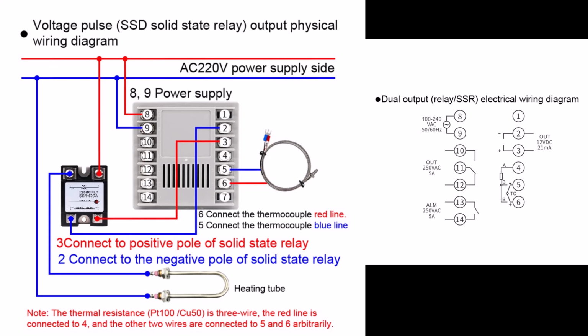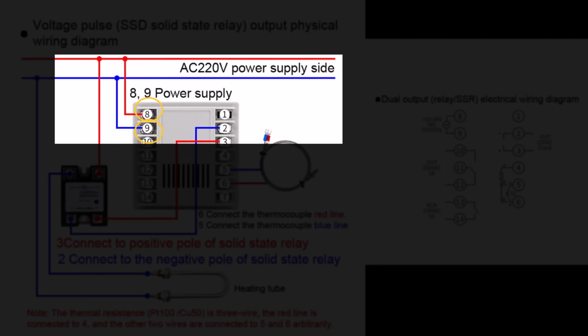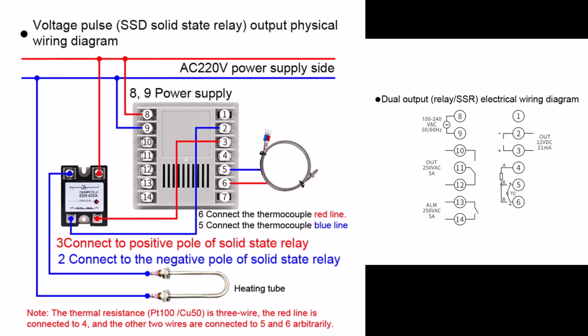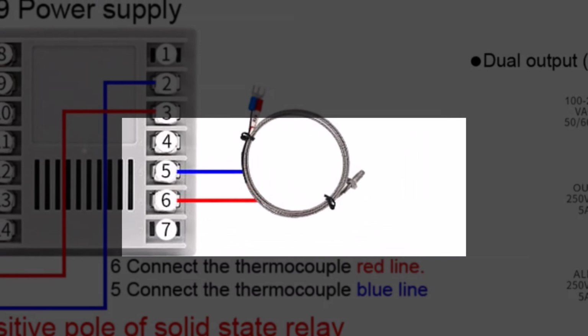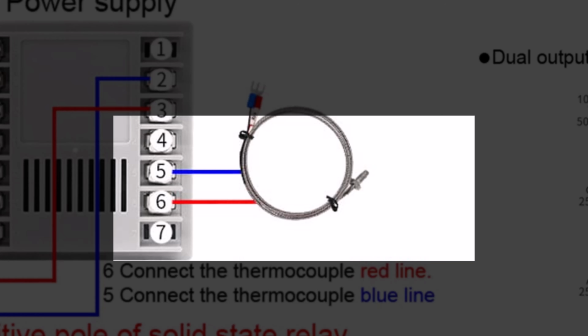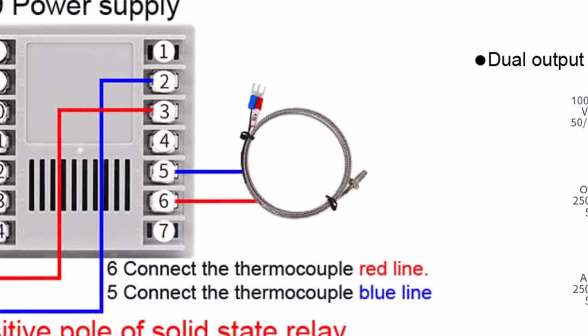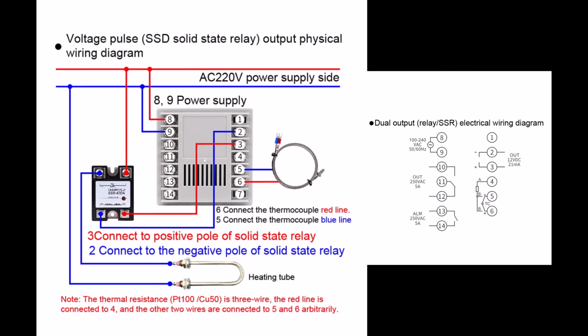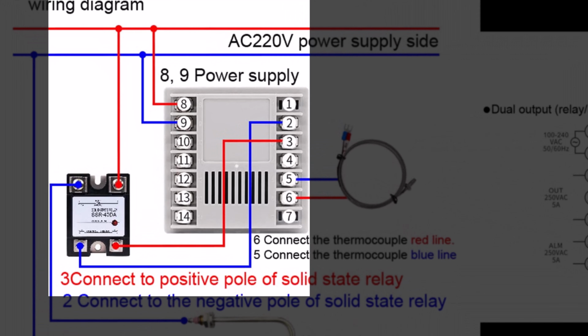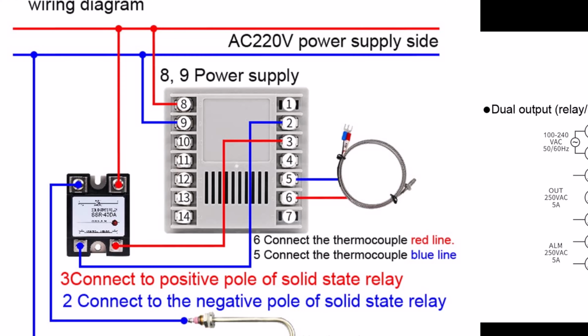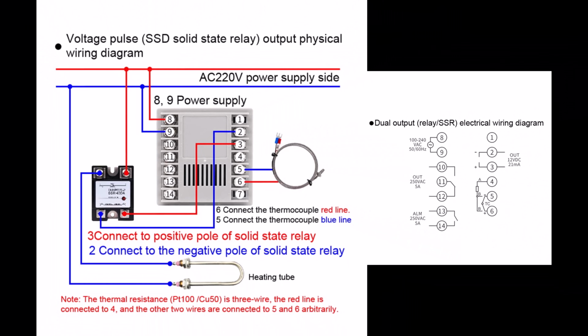First, power up the PID controller by connecting AC 220 volts to terminals 8 and 9. Next, connect the thermocouple sensor, the red wire to terminal 6 and the blue wire to terminal 5, allowing the controller to measure temperature. Now, let's wire the solid-state relay, SSR. Connect terminal 3 to the SSR's positive pole and terminal 2 to the negative pole. This lets the PID controller switch the heater on and off efficiently.